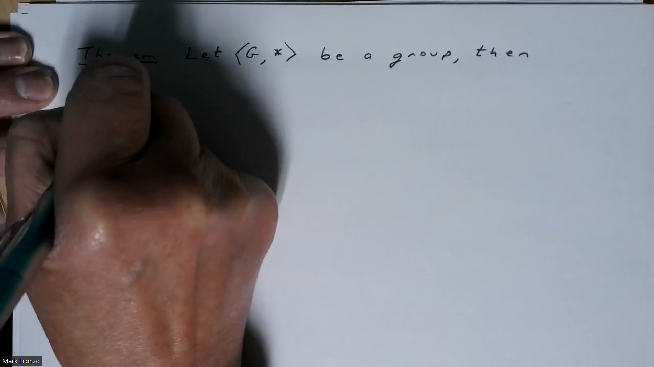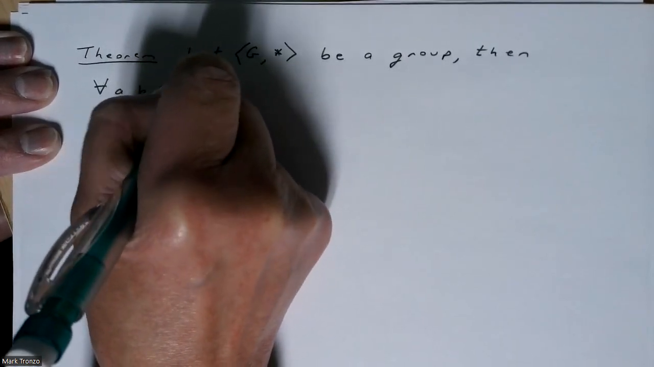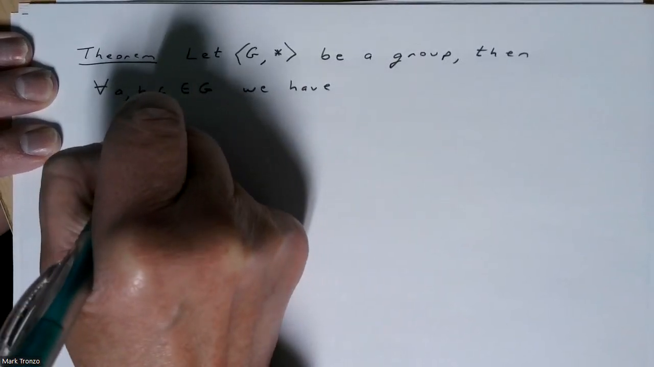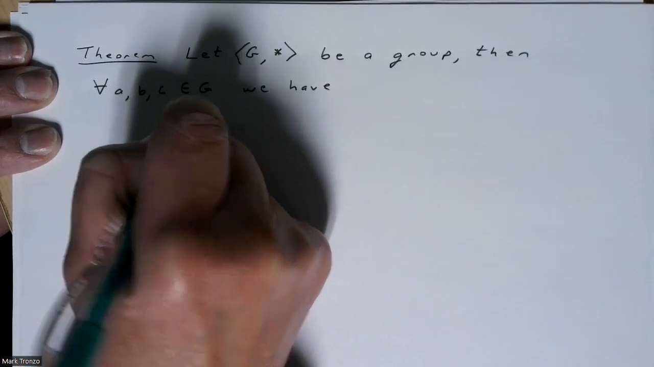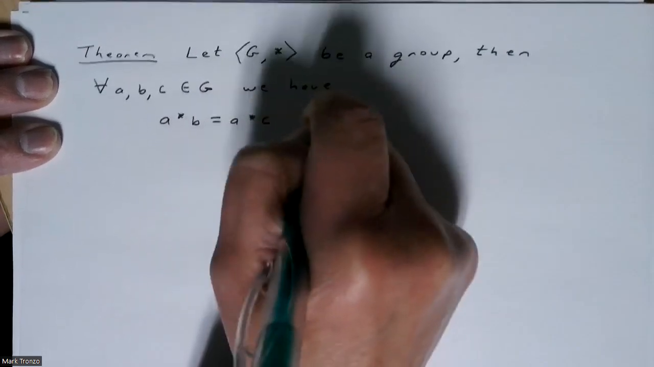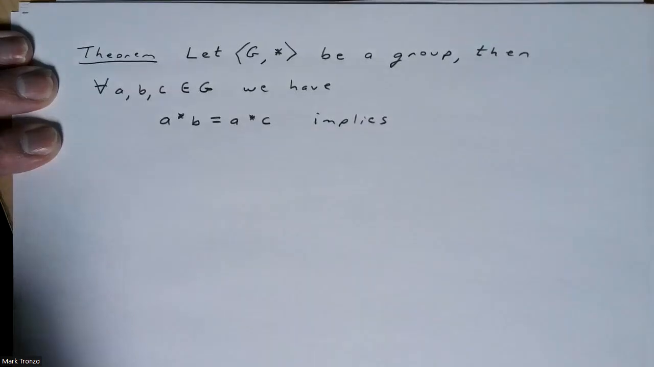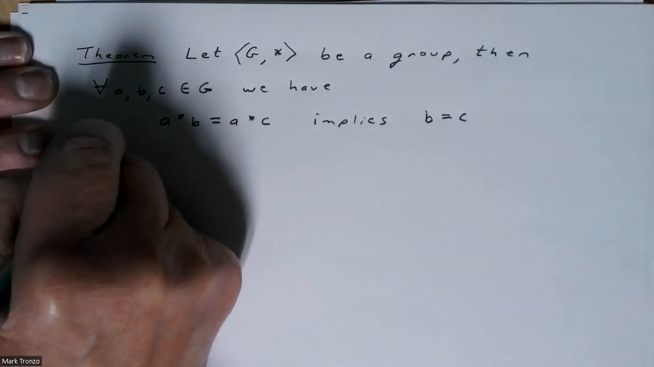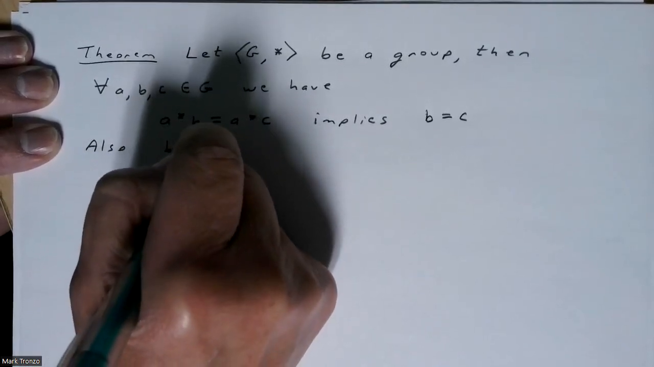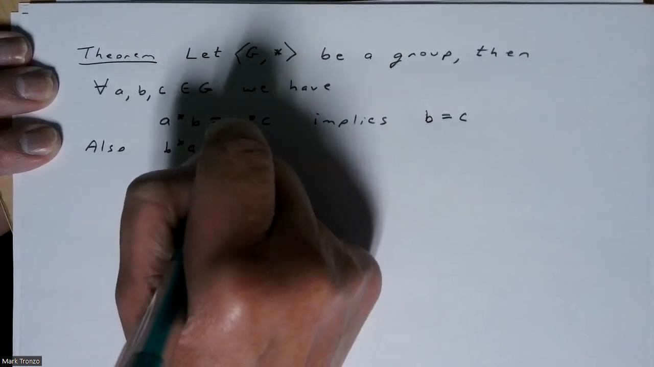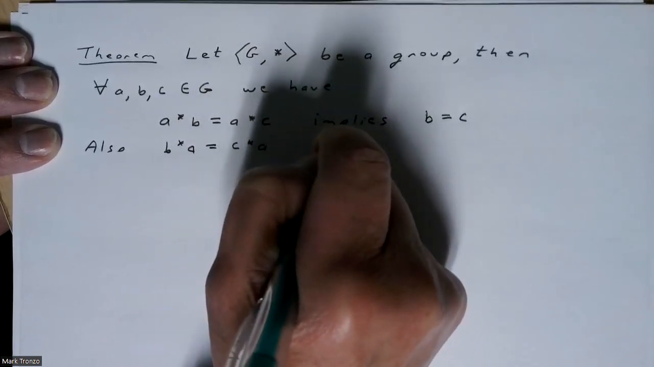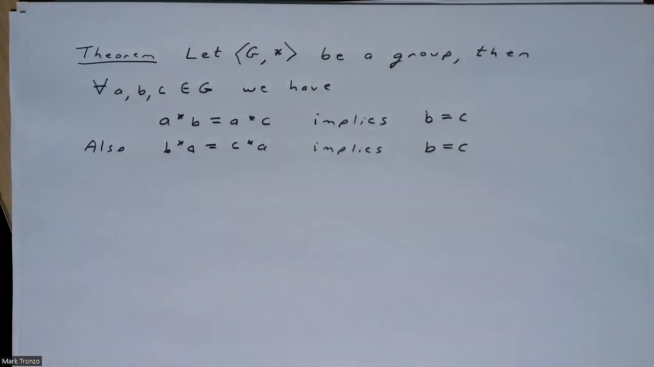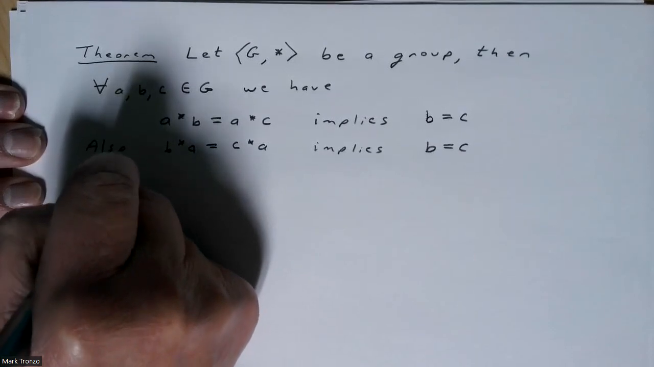for all A, B, and C in G, we have that A star B equals A star C implies that B equals C. Also, B star A equals C star A implies B equals C. So these are called the left and right cancellation laws.